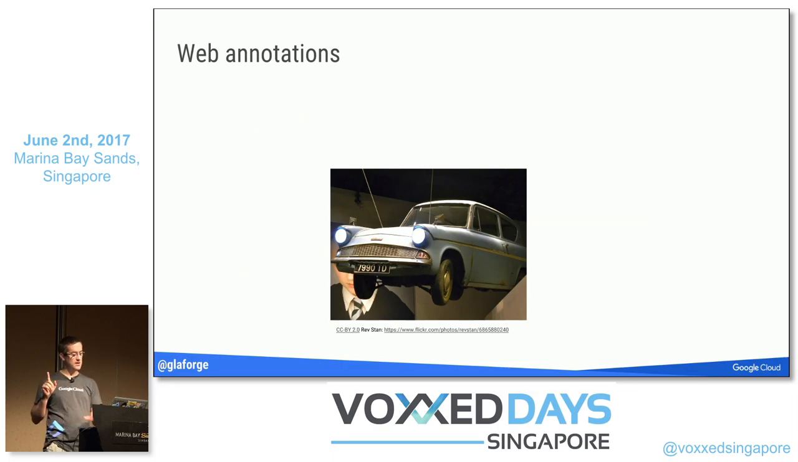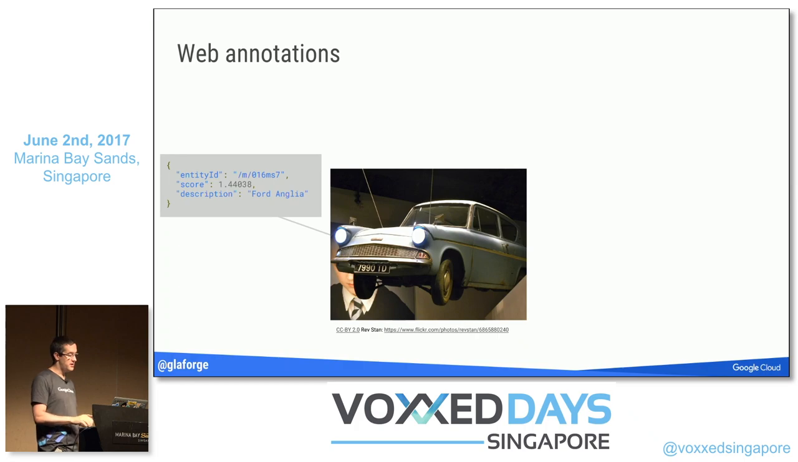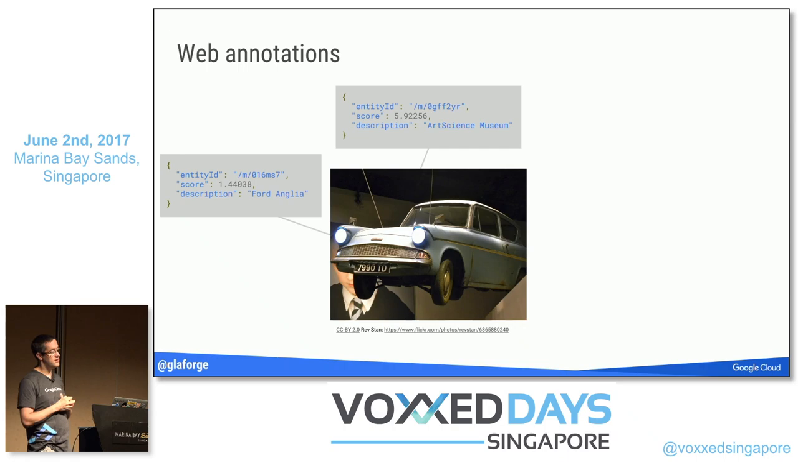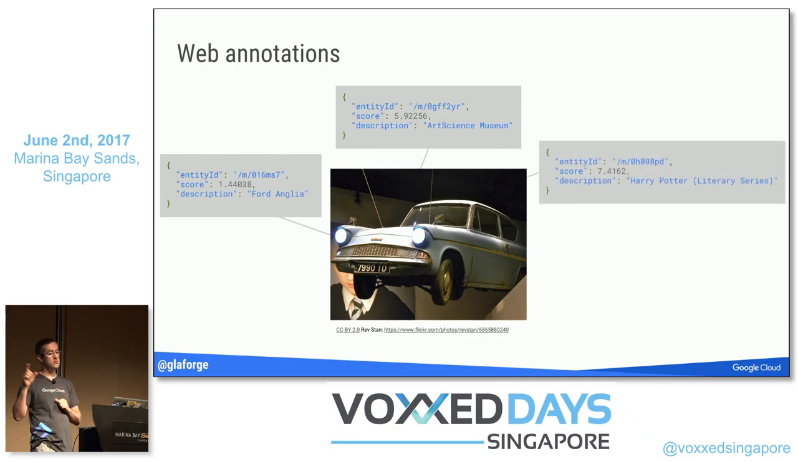The web annotations, let's look at this car. That's the Ford Anglia car that you can see in the Harry Potter movie. And interestingly, this particular car was actually taken from the Ford Anglia which is at the Art Science Museum here in Singapore. And you also have the information about the knowledge graph ID again, and where it's coming from. That's coming from the Harry Potter series of books.